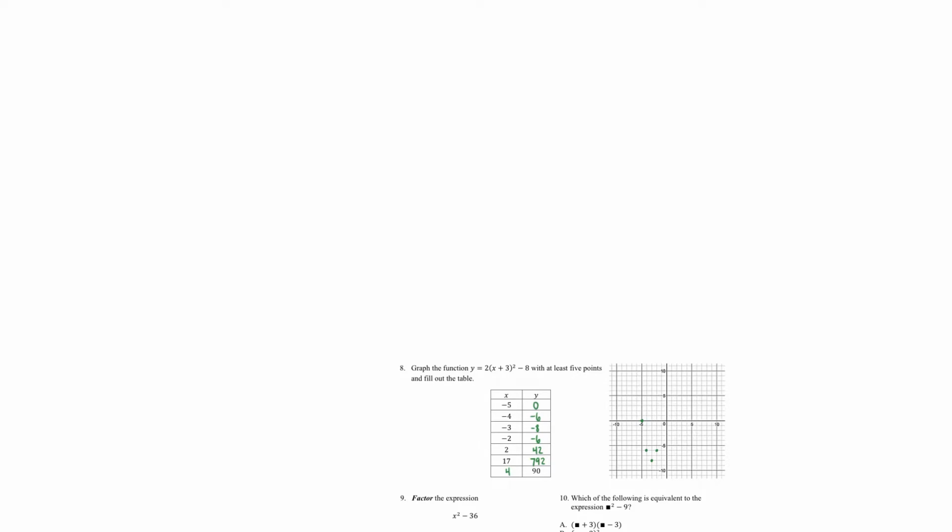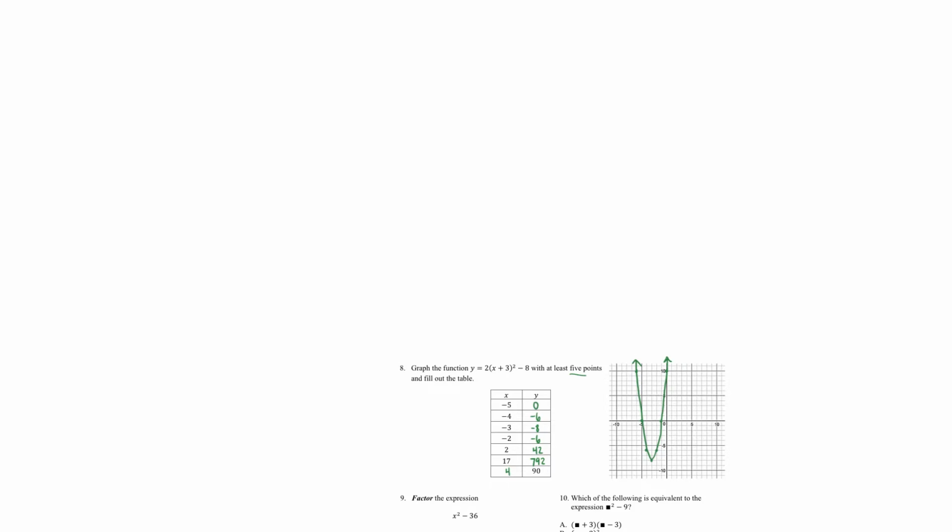-1, I'm just looking at my table here. -1 gives me 0. And then if you do happen to plug in 0, you would get 10. So if we come up here to 10, if you plug in -6, you get 10. And so this parabola is going to look roughly like this. I guess it said you only had to have 5 points there, but whatever. I just like to draw as many as possible. Okay, so that's all they wanted you to do for number 8.